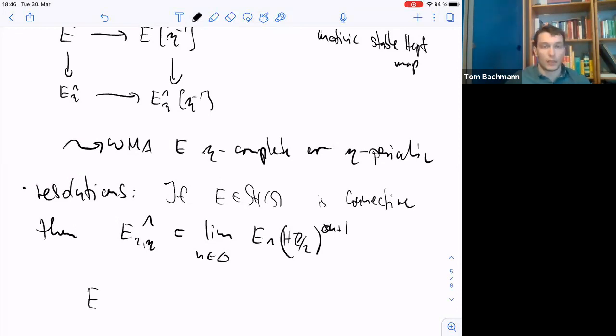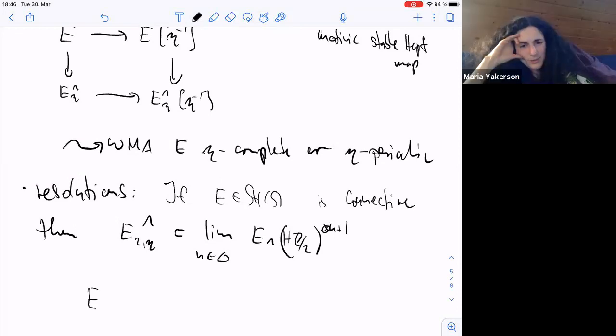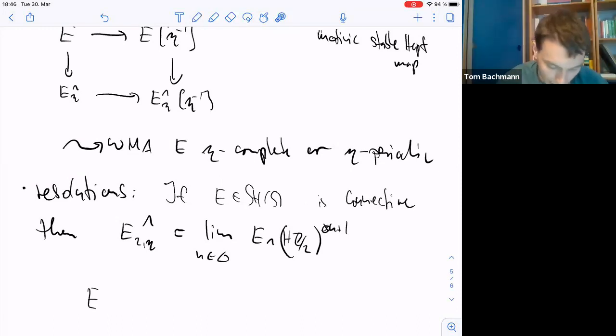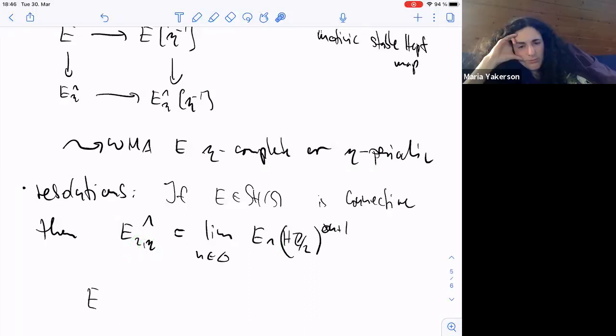Sorry, what's that question? Where's eta on the right? There's no eta on the right, but what happens is that pi 0 of HZ/2 is pi 0 of the sphere modulo 2 and eta. And that's why the 2 and eta are here. Mm. You don't look very happy. No, but it's okay. Thank you.